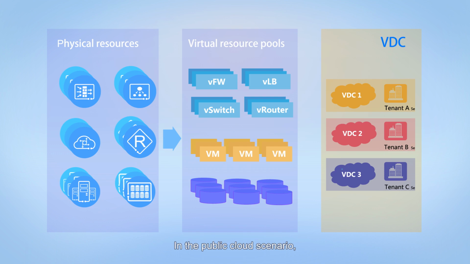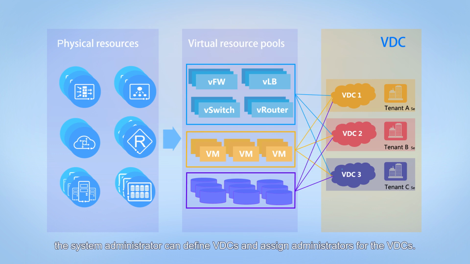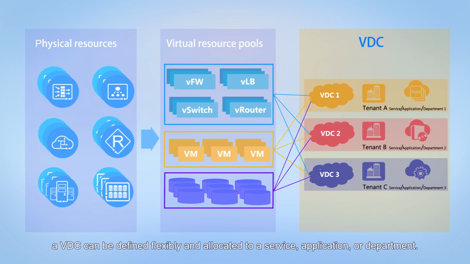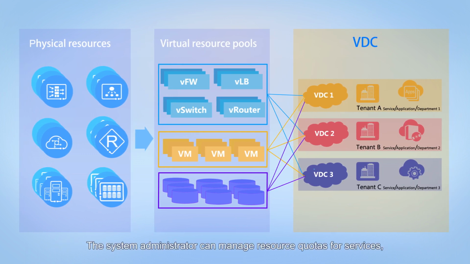In the public cloud scenario, the system administrator can define VDCs and assign administrators for the VDCs. Only the administrator of a VDC can manage resources in the VDC. In the private cloud scenario, a VDC can be defined flexibly and allocated to a service, application, or department. The system administrator can manage resource quotas for services, applications, and departments of an enterprise through VDCs.